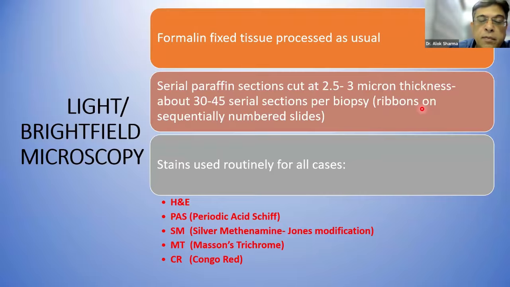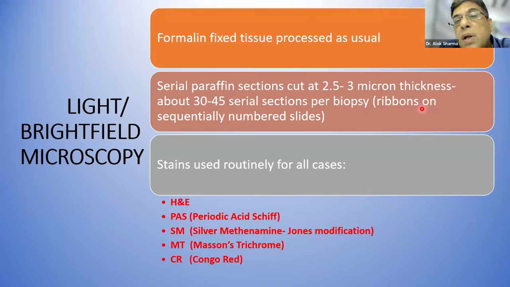Now, in terms of light microscope examination, the processing is as usual as you do for routine biopsies otherwise. But the difference comes when you cut it. You need to cut the renal biopsies in very thin serial sections, just like a CT scan. So you think of the biopsy as a CT scan. You keep on taking slices from top to bottom. That is how it is done. And for each case, at least in our lab, we take around 30 to 45 serial sections, and then we put them on sequentially numbered slides.